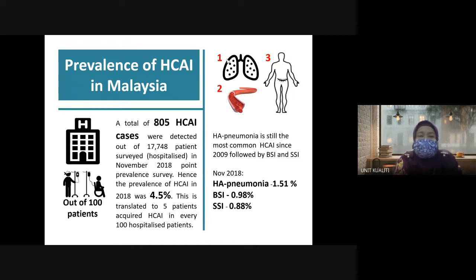For HSA-JB, the point prevalence survey that has been done in December 2021 showed the prevalence increased from 3.9% in 2019 to 4.7% in 2021.